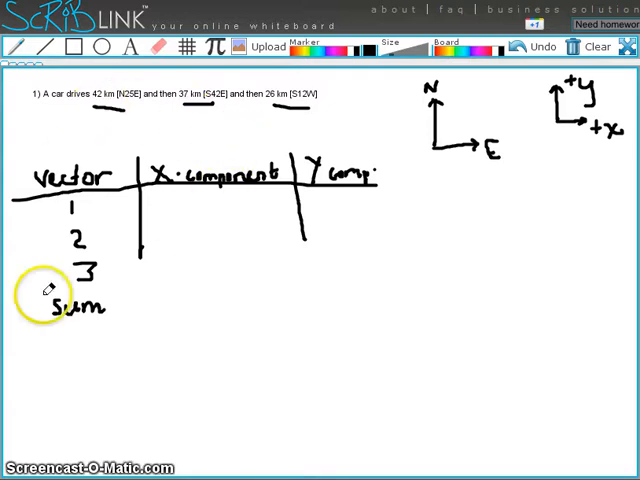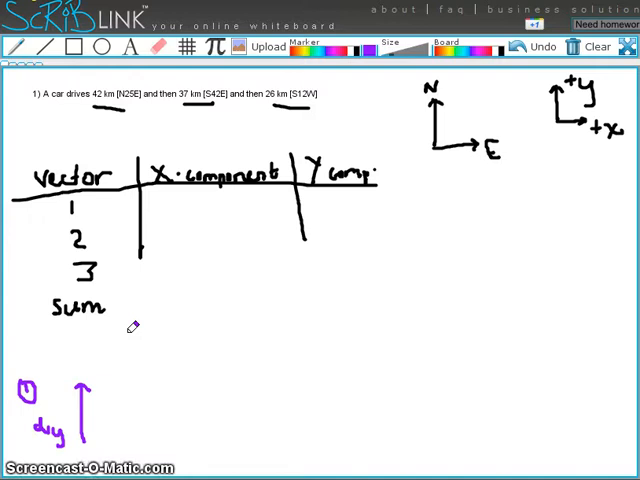Let's start off with vector 1. Vector 1 is pretty simple. It's going 42 kilometers in the north direction, so that's your positive y, so we can call it d1y. So it's displacement in the y direction for vector 1, so d1y. You can call it anything you want, just make sure it's something logical so you'll be able to follow along your problem. I'm going to call it d1y.